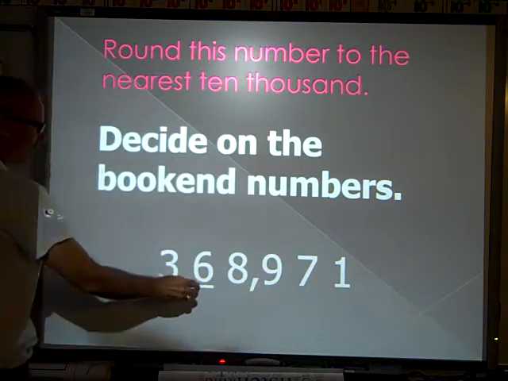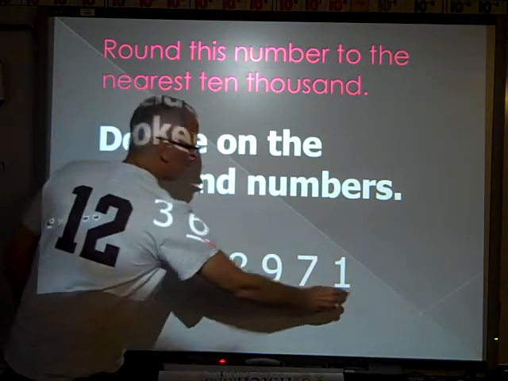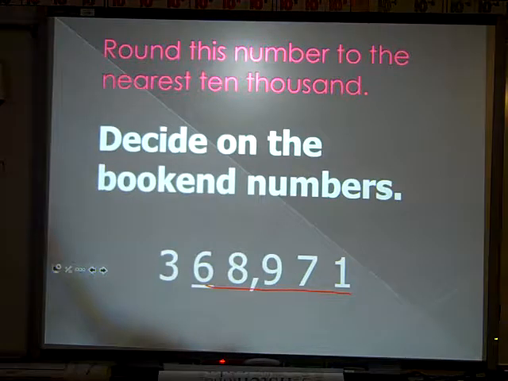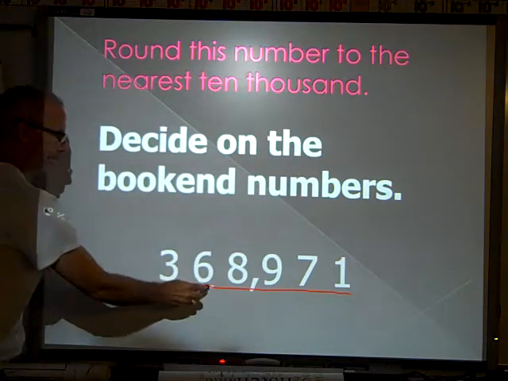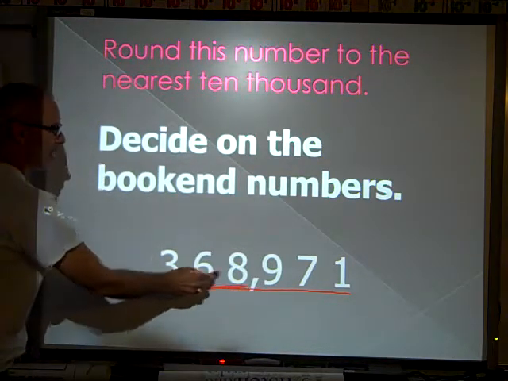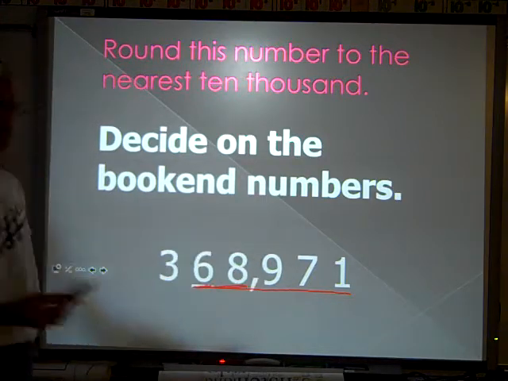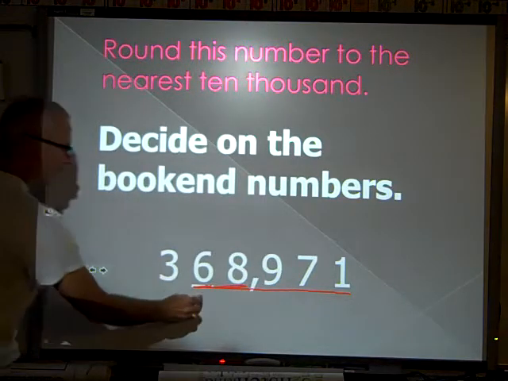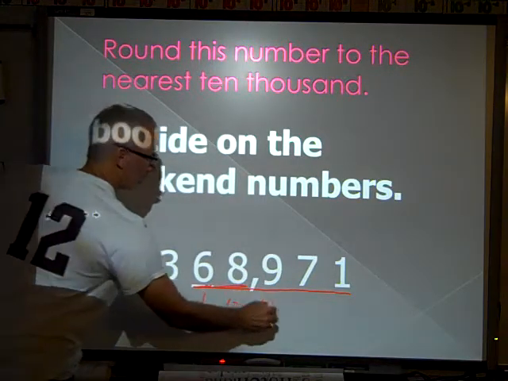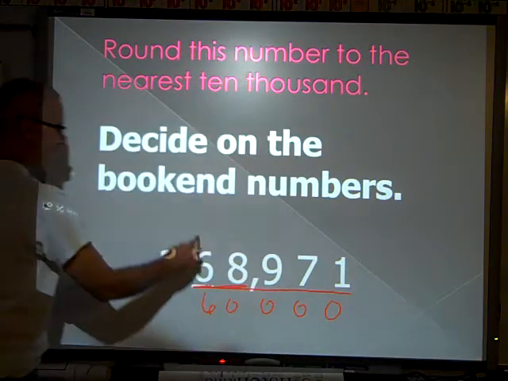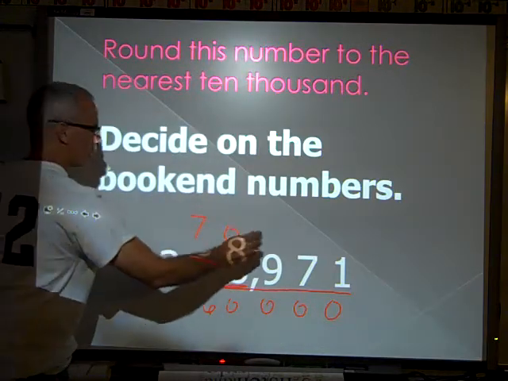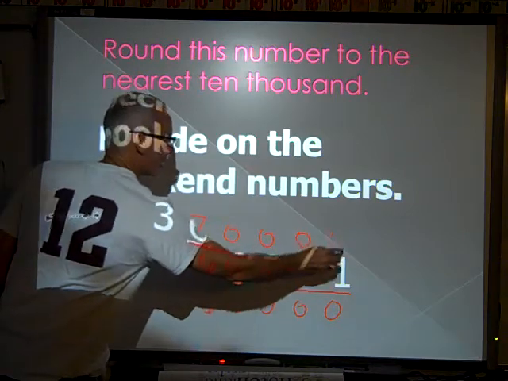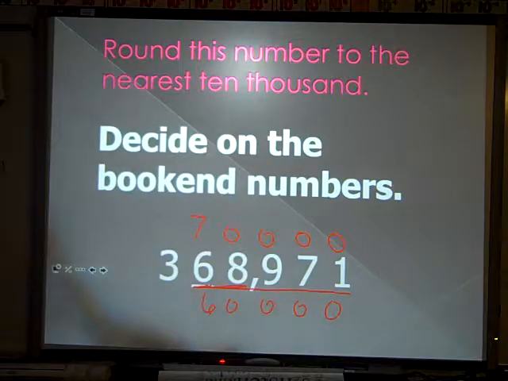If I have the number 68,971, what I want to know is what two 10,000s, what two bookends is 68,971 in between? So what 10,000 is it greater than? It's greater than 60,000, but it's less than 70,000. Good, I heard somebody say it. It's less than 70,000. Does that make sense?